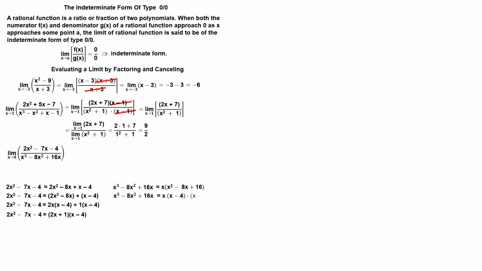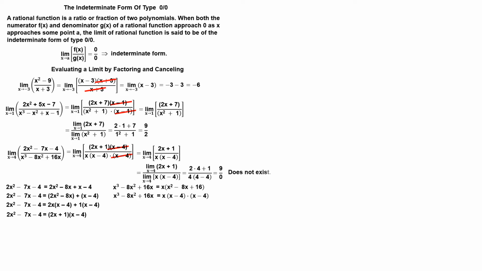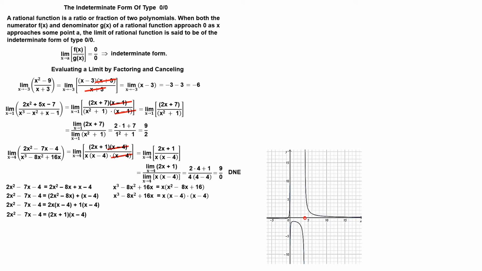After factoring both the numerator and denominator, you cancel out the common factor. Then try direct substitution again to evaluate the simpler limit. However, substituting 4 for x yields 9 over 0, which is meaningless because infinity is not a real number. Hence, this limit does not exist. Look at the graph. When the limit exists, it must be unique. So we can see that this limit does not exist.